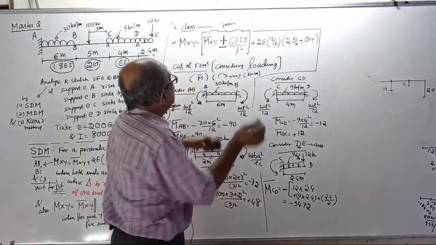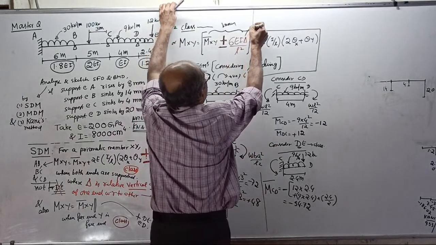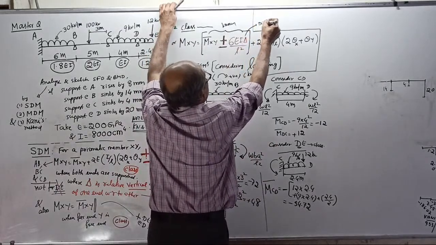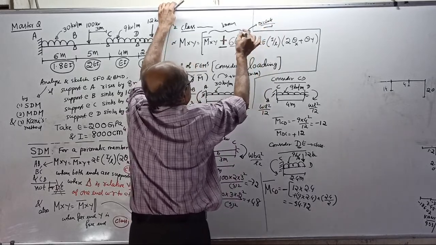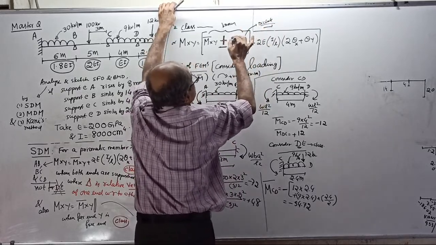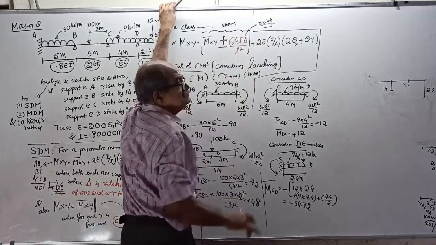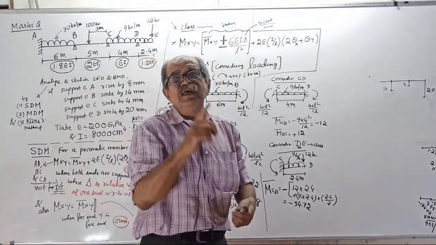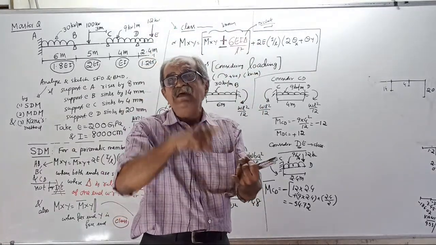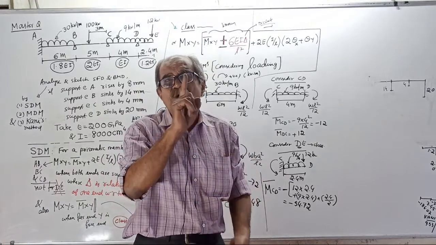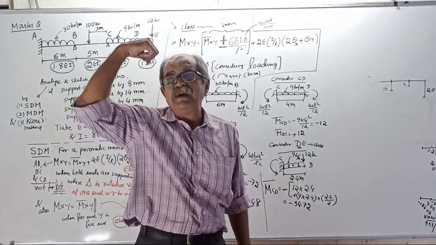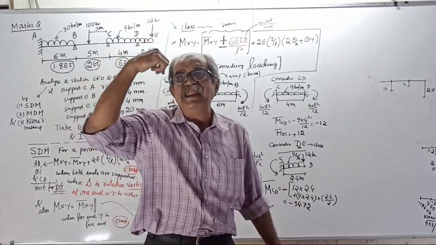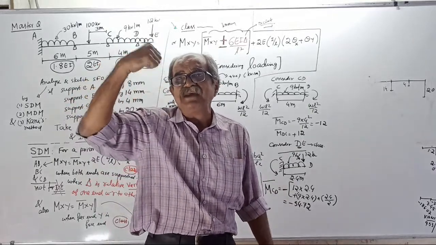Correct concept is, you write here. See, I will dictate here. How to decide sign for this term? 6EI delta by L square. What I am telling now is valid for SD method, MD method, and also for Kani's method. When I go to SD and Kani, I will tell you, refer back to SD method.